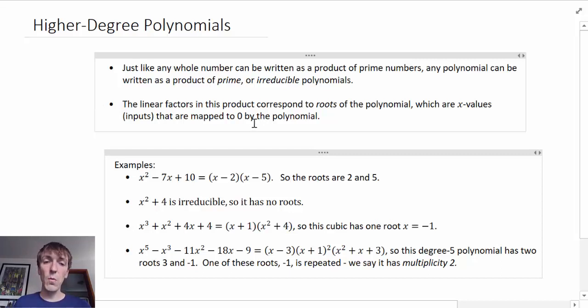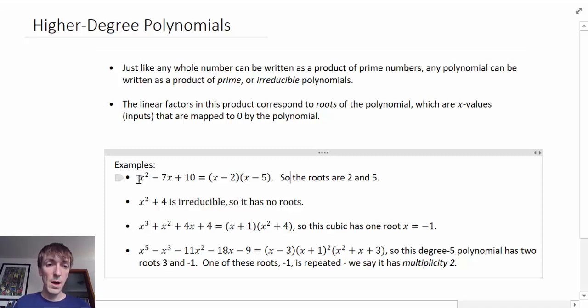Okay, so when you're looking for roots of a polynomial or solutions to setting the polynomial equal to 0, you're really looking for the factorization, and in particular, the linear factors in that factorization, because those are what correspond to the roots. Just think of factoring a quadratic. It's the same idea. So I'm going to give some examples of how this factorization might look.